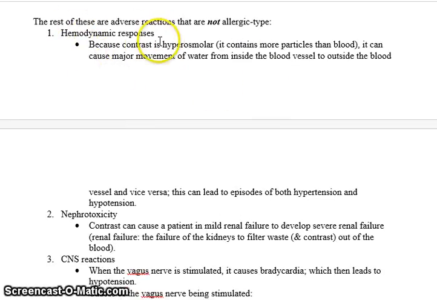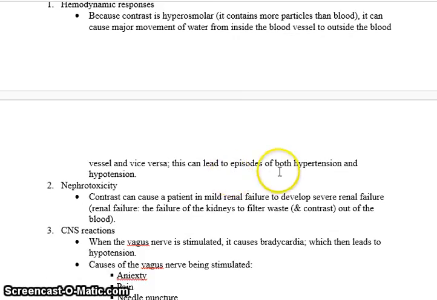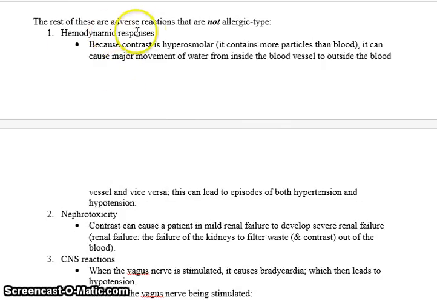And again, because contrast is, quote, heavier or hyperosmolar, meaning it contains more particles than blood, it's heavier, it can cause major movement of water from inside the blood vessel to outside the blood vessel, and vice versa. This can lead to episodes of both hypotension and hypertension, and it just continues back and forth, and that movement of the water causes hemodynamic responses because the contrast is heavier.